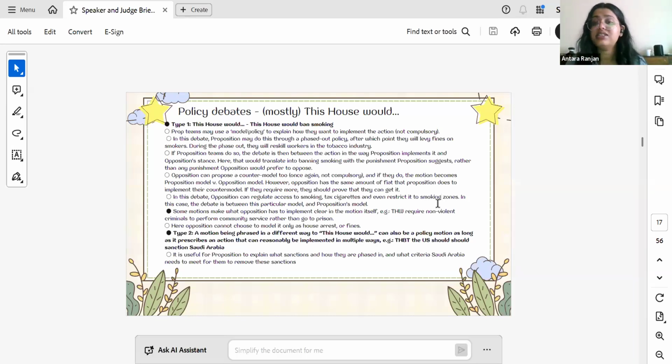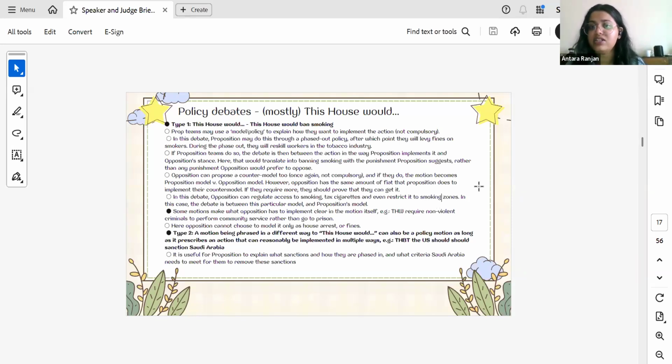Second, there are also motions that don't have the words "this house would" at the beginning, but they are still policy motions. What can these motions look like? Often they are motions to do with governments or with international policy, right? "This house, as India, would put high tariffs on the United States", right? This is a policy motion. This is something only the government can do. And how the government will do it is a policy that has to be implemented.